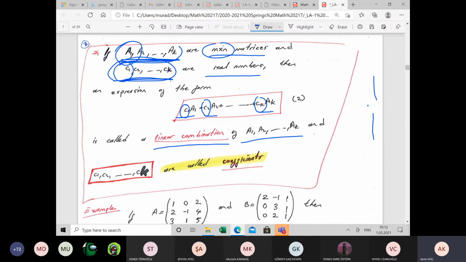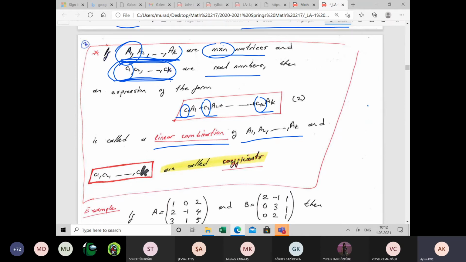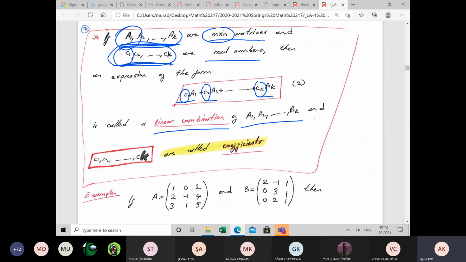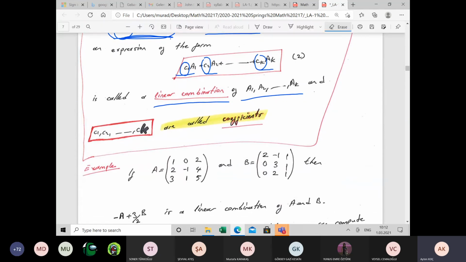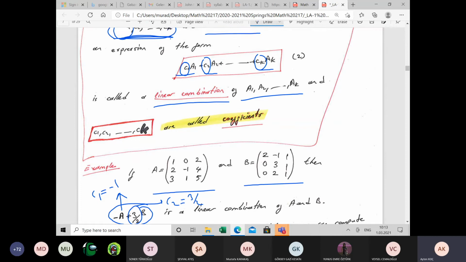Let's give an example to understand the linear combination of matrices. For example, take the two matrices A and B here, A, this one, a 3 by 3 and B a 3 by 3 matrix. So our aim is to compute this linear combination. This one is the linear combination, and the scalar here C1 is -1 and here C2 is 3 over 2. Compute this linear combination, please.